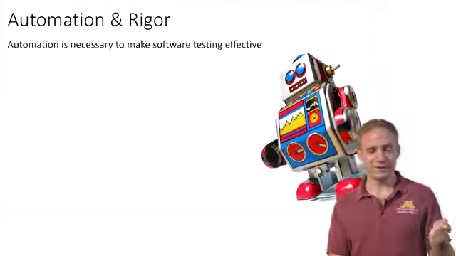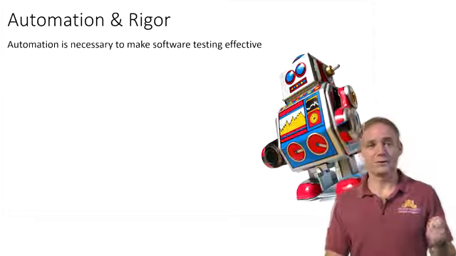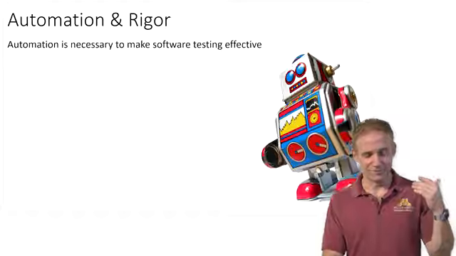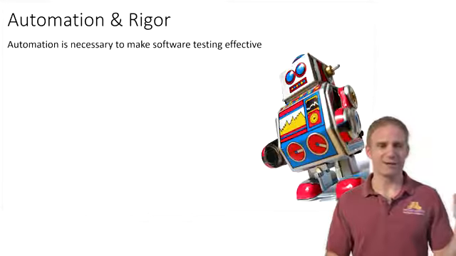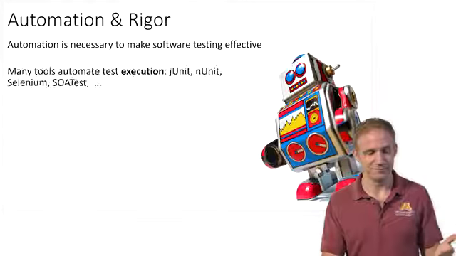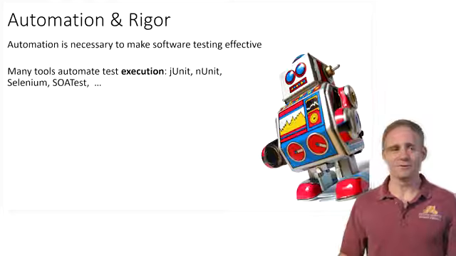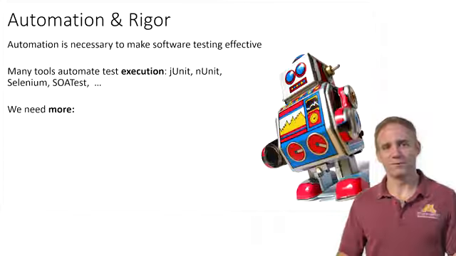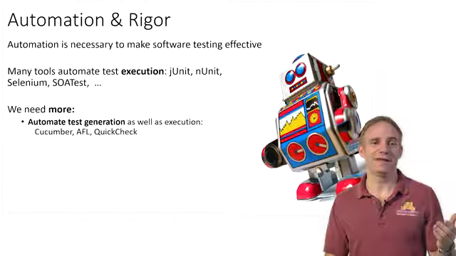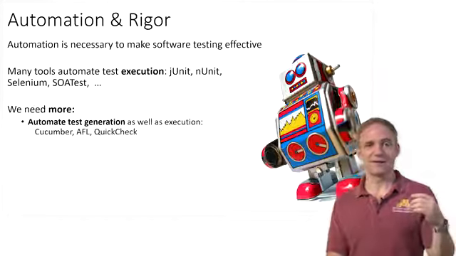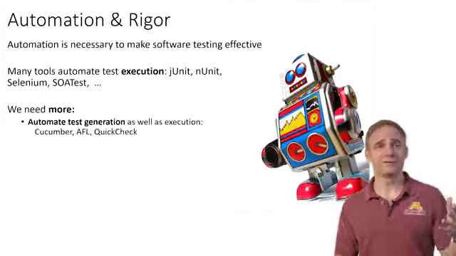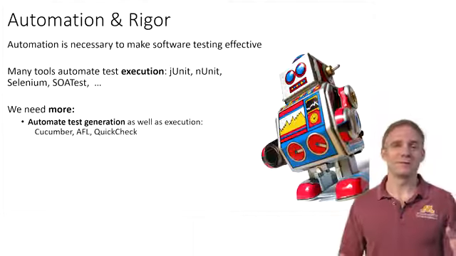So when we talk about automation and rigor, we know it's necessary to make software testing effective. With JUnit, we're automating the execution of tests so that every time we do a compilation or a check-in, we can run a set of tests against the program. There are many other tools that allow you to do this, but we need more. To be really effective testers, we need tools that automate test generation. We've seen some automation in Cucumber, where you write down your requirements and it turns them into tests for you. But there's much, much more.